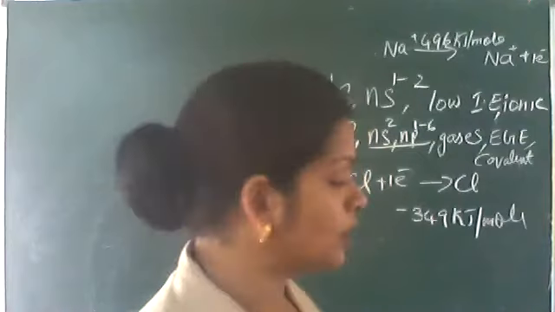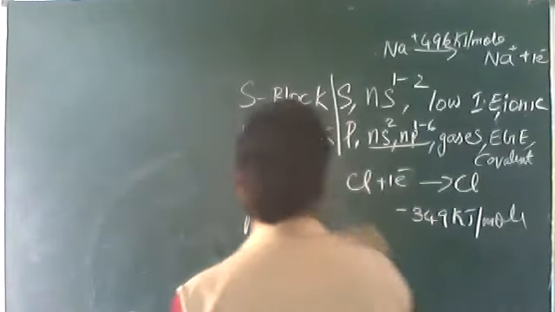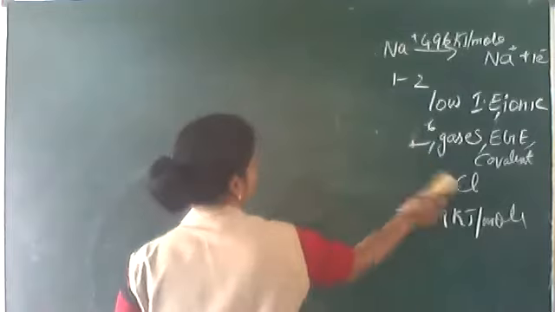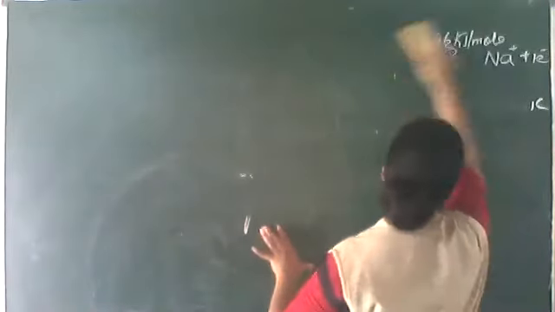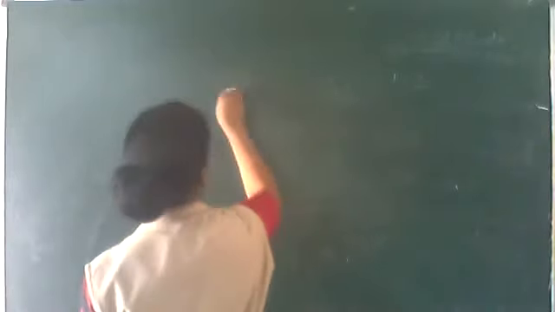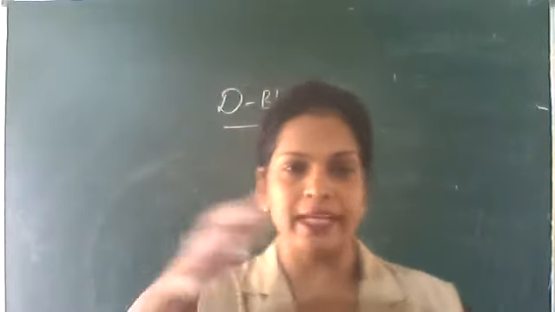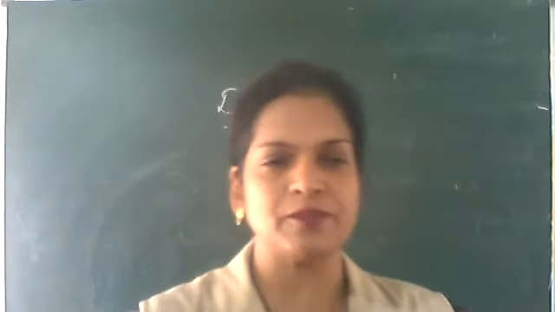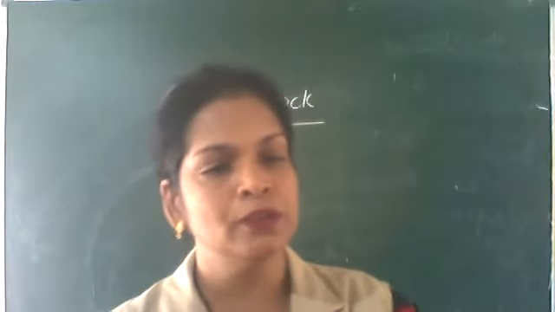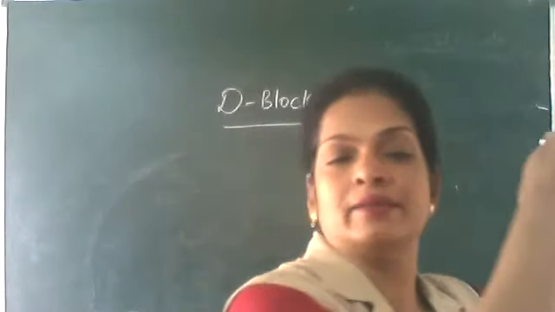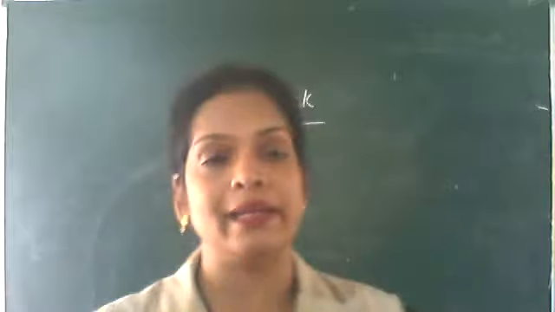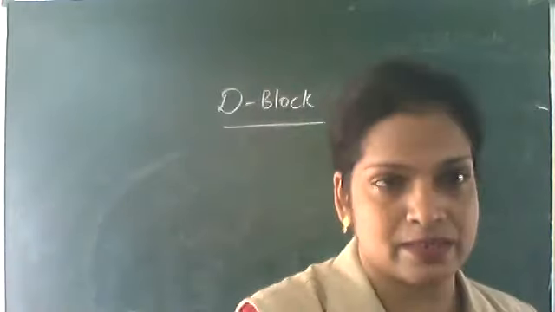Next is D block elements. What are the characteristics of D block elements? For D block elements, actually this D block is in between S block and P block. It's a transition from more active S block elements to less active P block elements. So we call D block elements as transition elements.